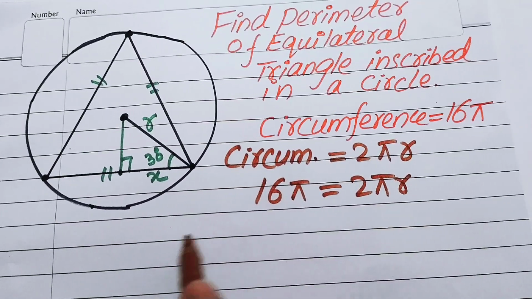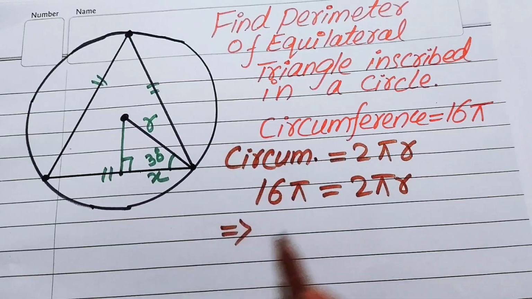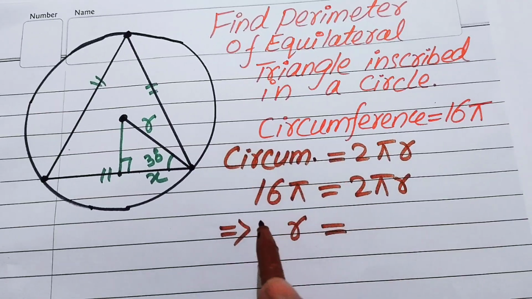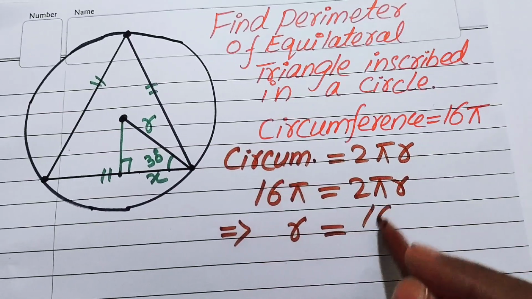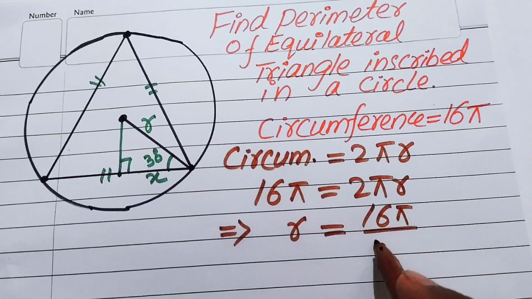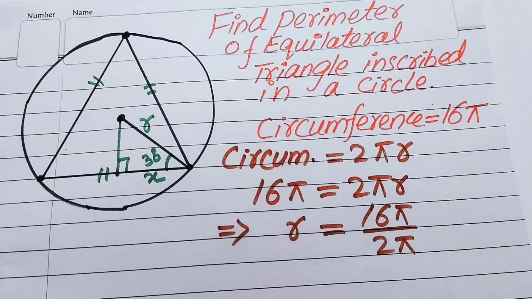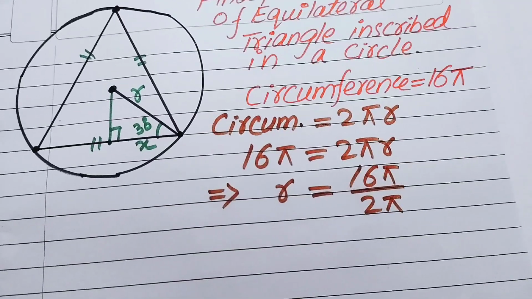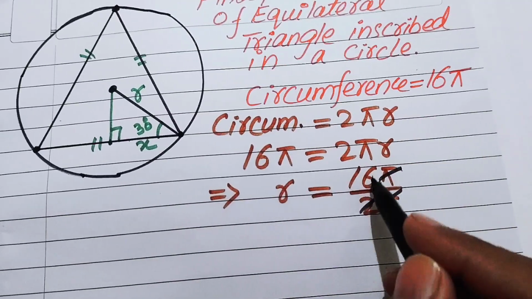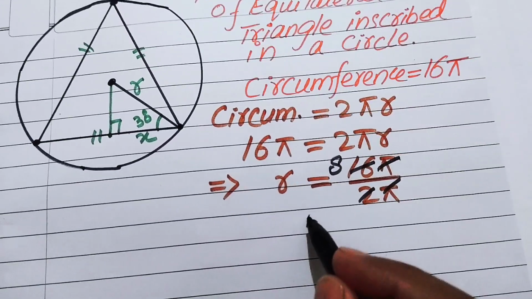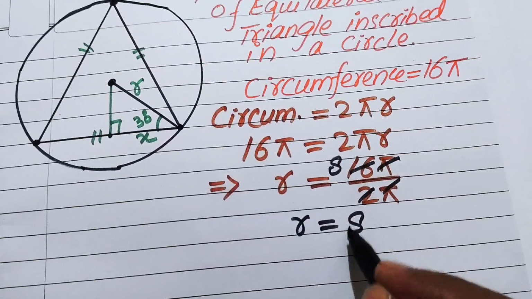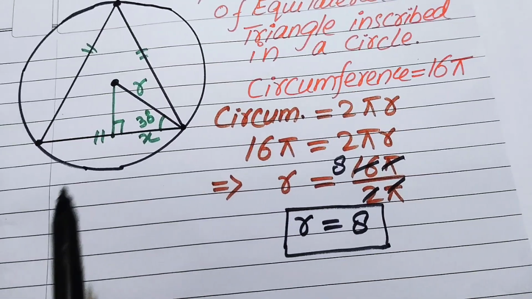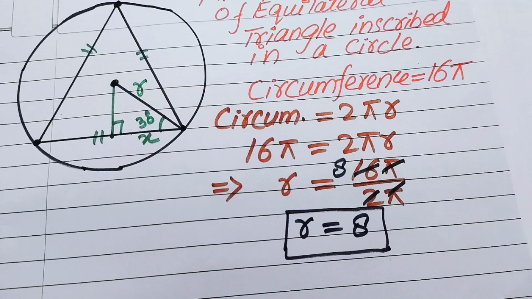We solve this and easily find the value of r. We move the 2 pi to the left-hand side and obtain 16 pi over 2 pi. In the next step we cancel the pi, and 2 times 8 is 16, so we get the value of r equals 8. So the radius of the circle becomes 8.